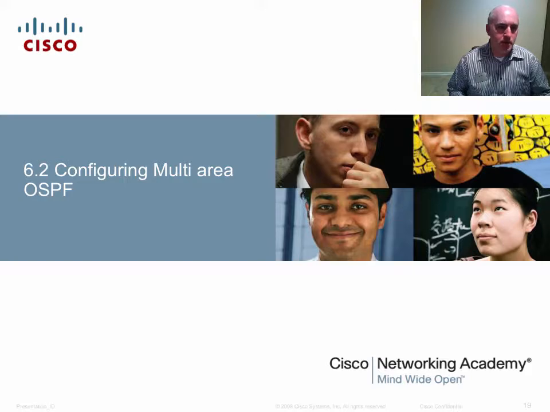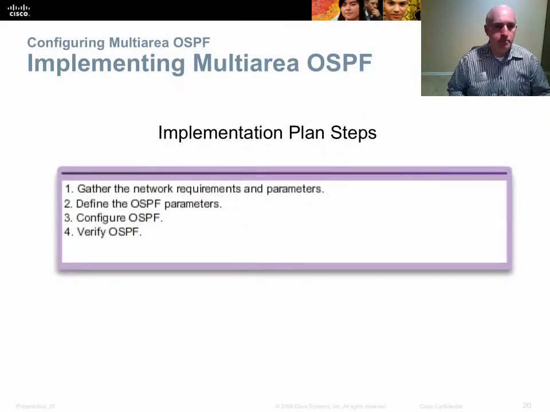Let's talk about configuring multi-area OSPF. Okay, well, there's really four steps to the configuration. We have to gather network requirements and parameters. So we need to know all the subnets. We need to have kind of a topology diagram of our network. Remember, we have to apply this to a very structured, hierarchically designed network. You don't just apply OSPF to a kind of a collage of devices. It is a highly structured protocol that operates best when applied to a highly structured network.